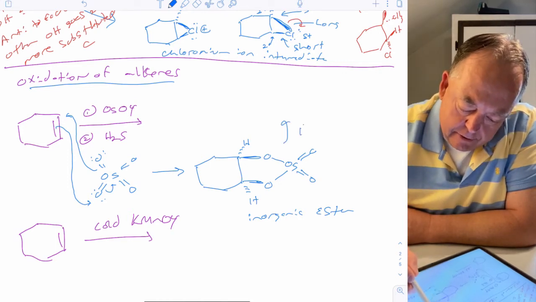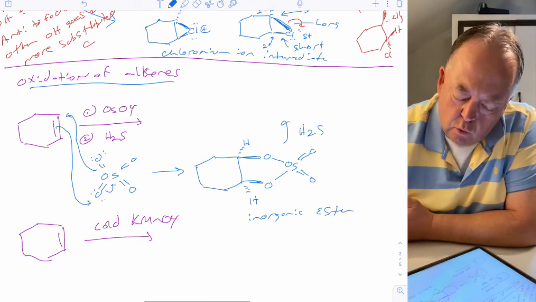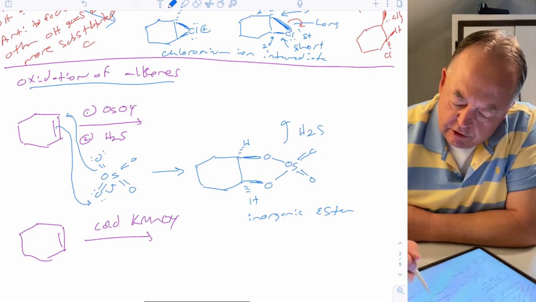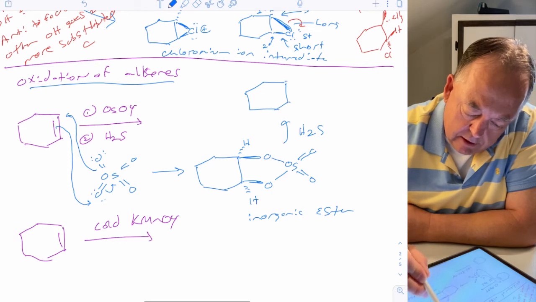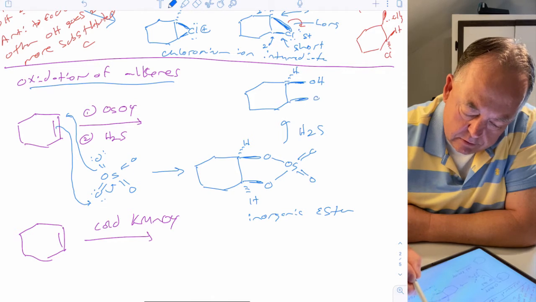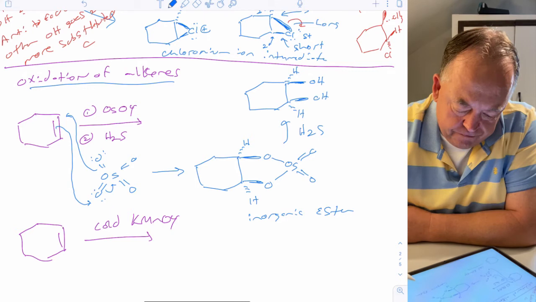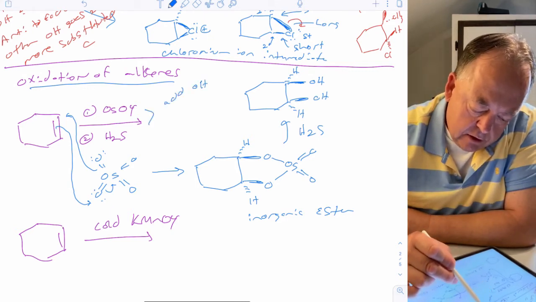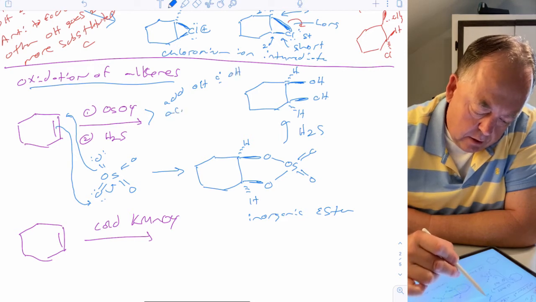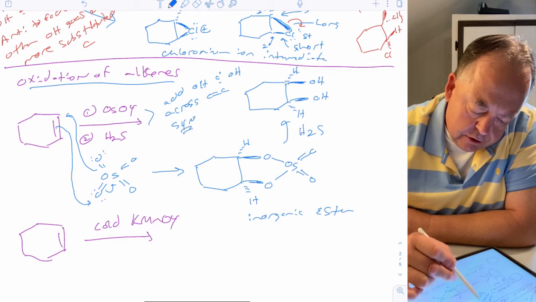And then in the next step, H2S, and there's a variety of different second steps that you can do. This is just one example. Basically what that's going to do is it's going to decompose this osmate ester. And ultimately what you're going to end up with is 2 alcohols added to the same side of the double bond. So that's basically what you have to remember with this reaction: add OH and OH across the C=C double bond, syn to each other.